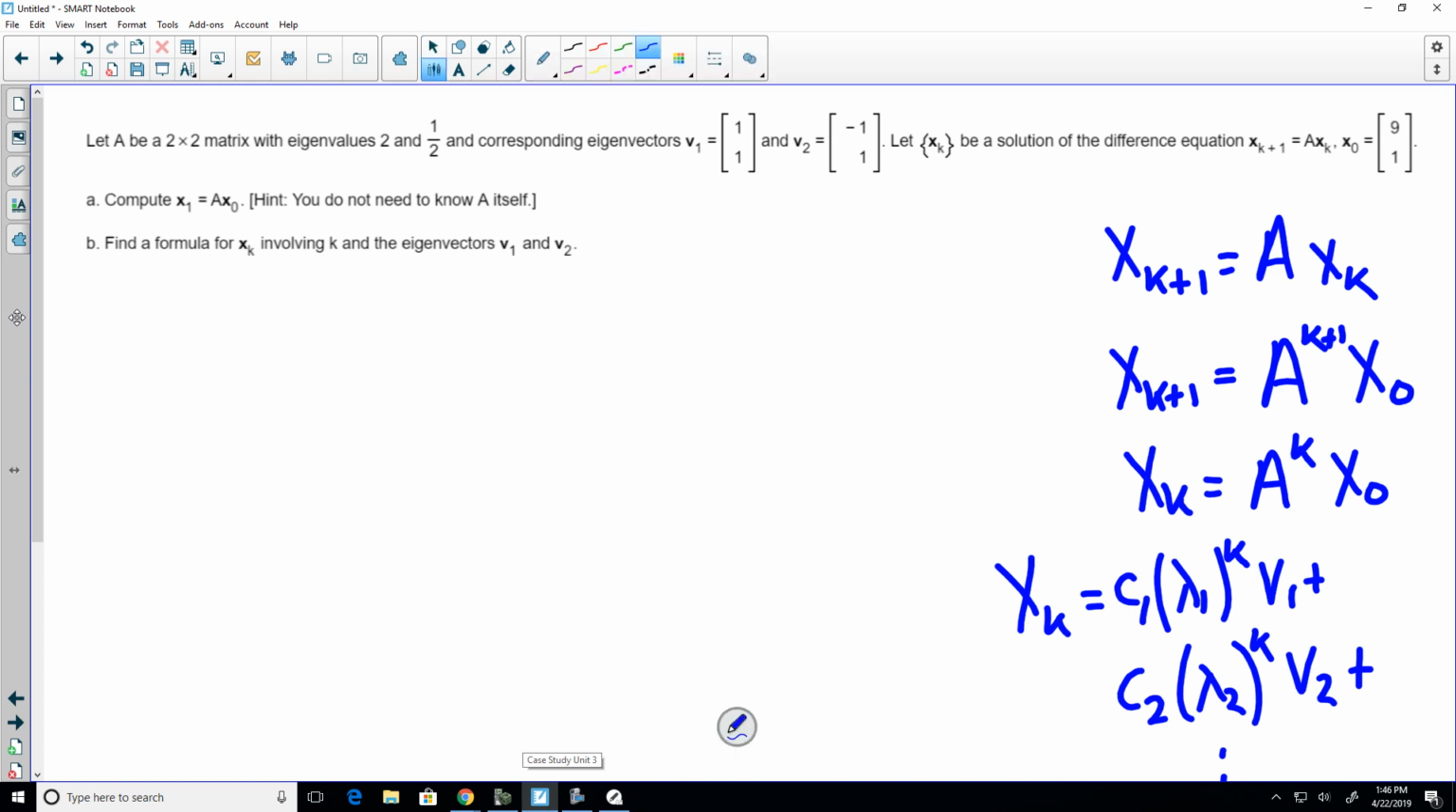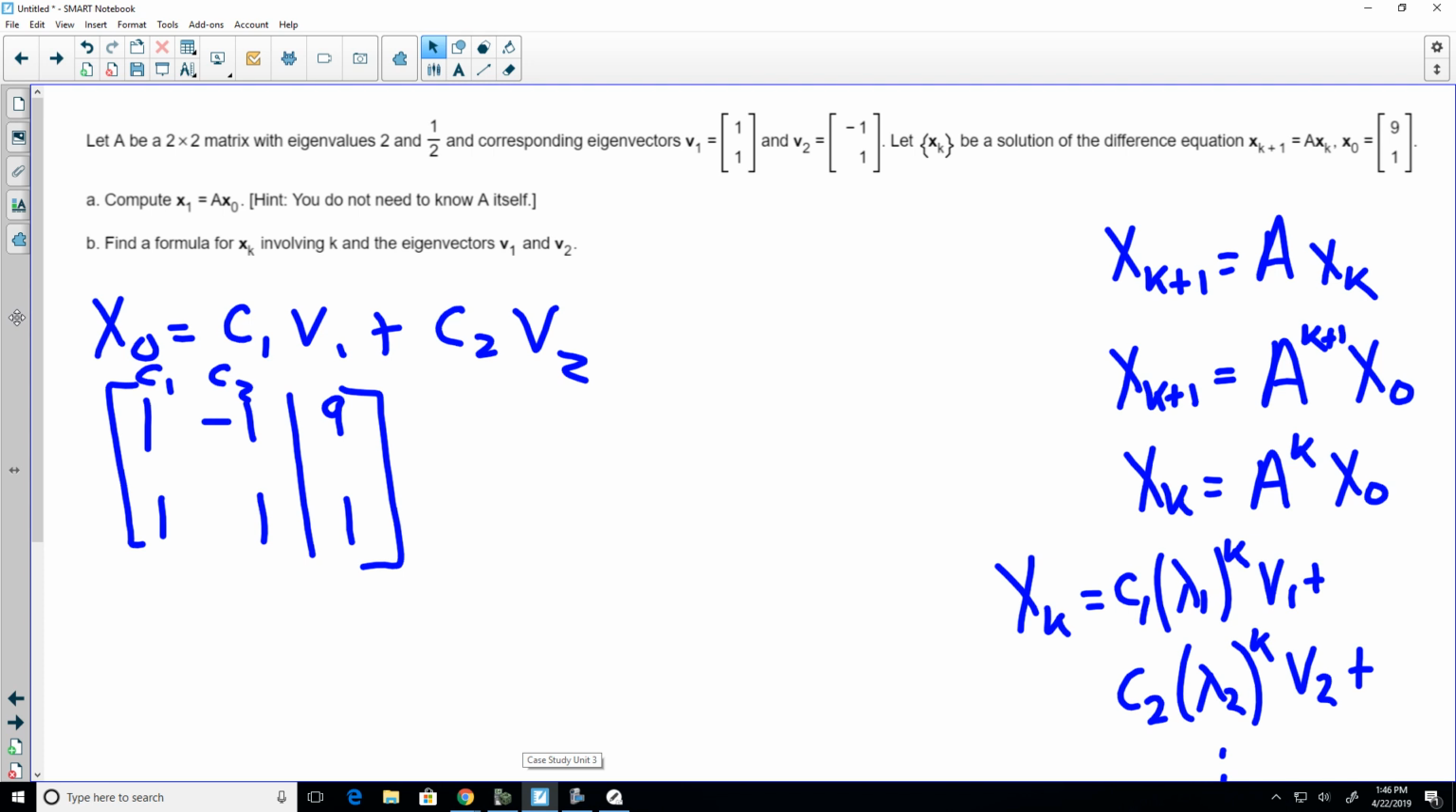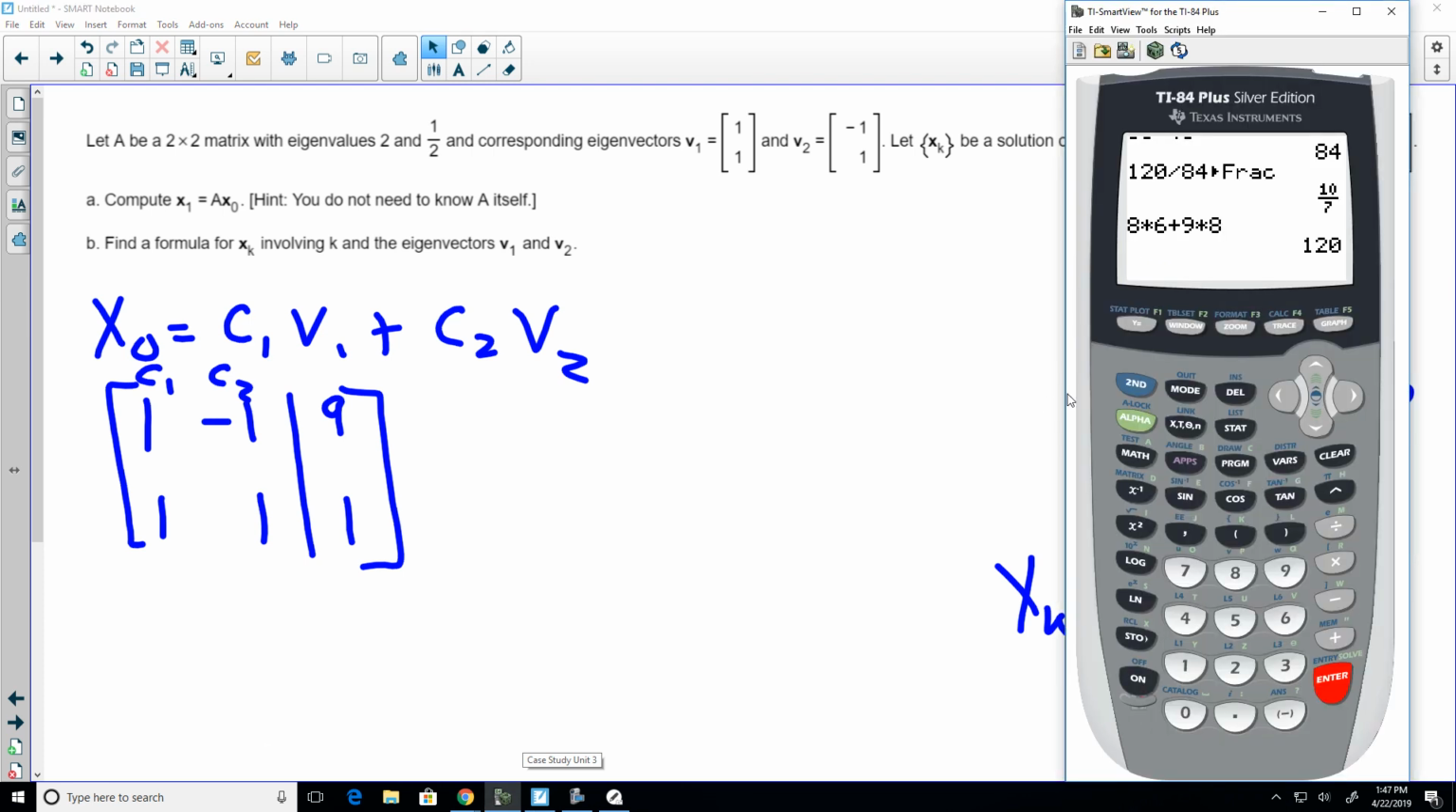It means I can rewrite this vector as a linear combination of those two. So that's your first step. You need to solve this equation for the constants, c1 and c2. So you can do that like we've always done it. Put the vectors in a matrix. We're going to augment with x sub 0. We're looking for c1 and c2. Those are our variables. So let's cheat.